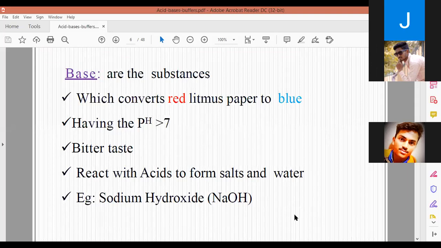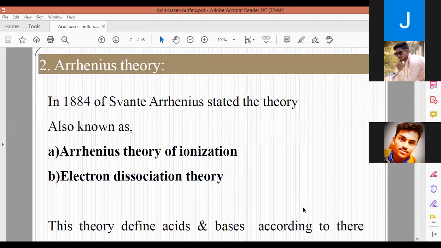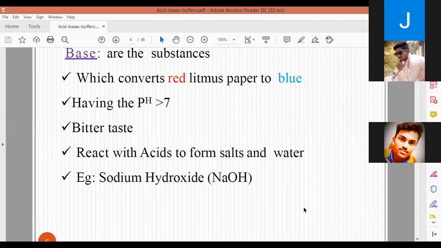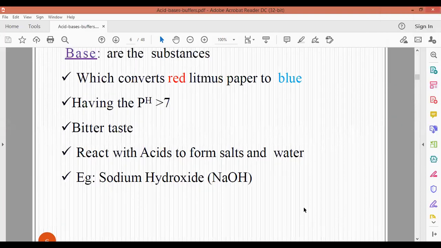What is meant by a base? It converts red litmus paper to blue, has a pH greater than 7, has a bitter taste, and whenever it reacts with an acid, forms salts and water. Such compounds act as basic compounds. According to traditional theory, this is the definition of acid and base.